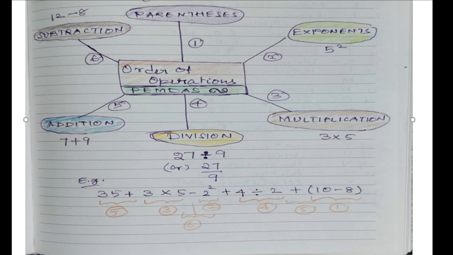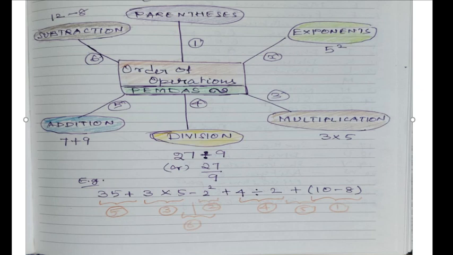Order of operations. This is also called PEMDAS. P stands for parenthesis, that is nothing but brackets. E stands for exponents. M stands for multiplication, followed by D for division, A for addition, and finally S for subtraction. When we carry out PEMDAS, that is the order of operations, it should be in this priority.